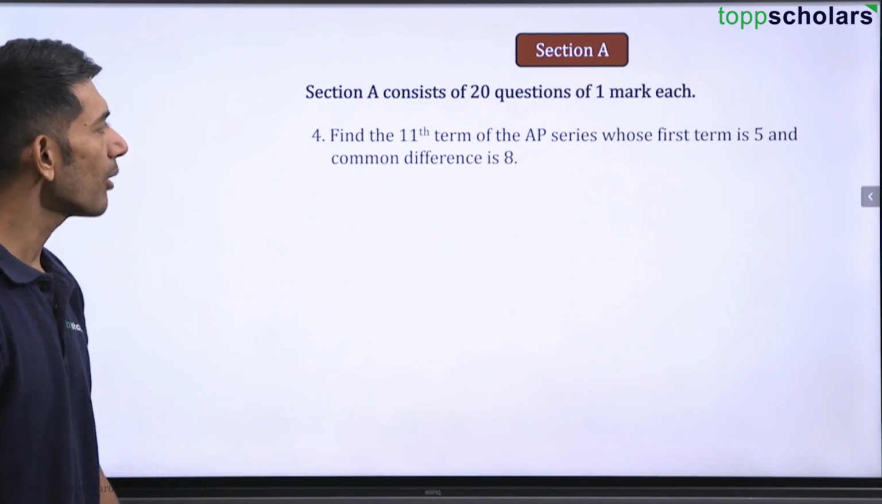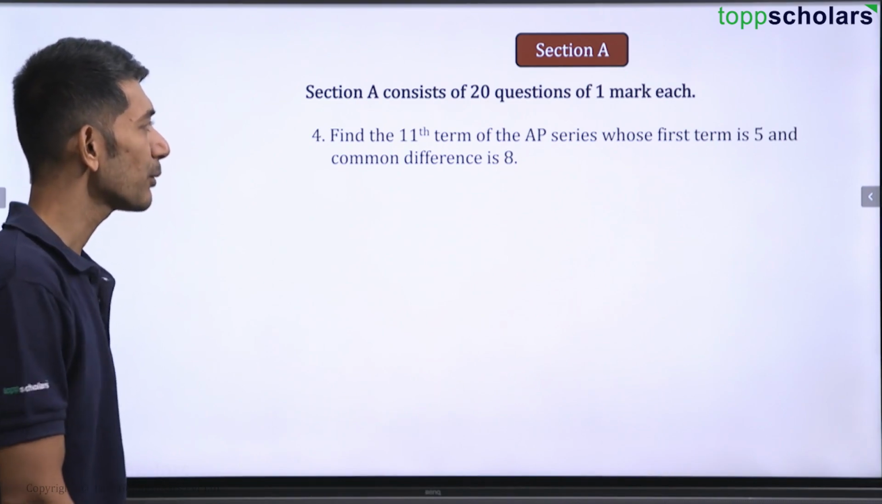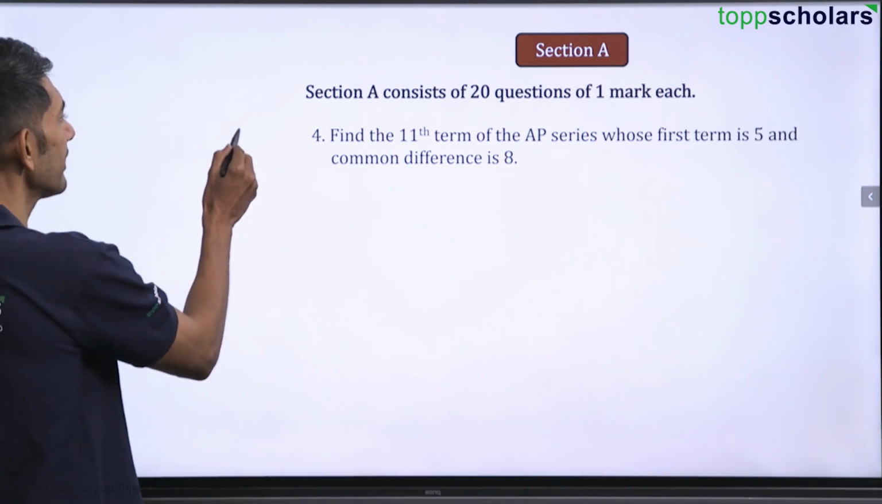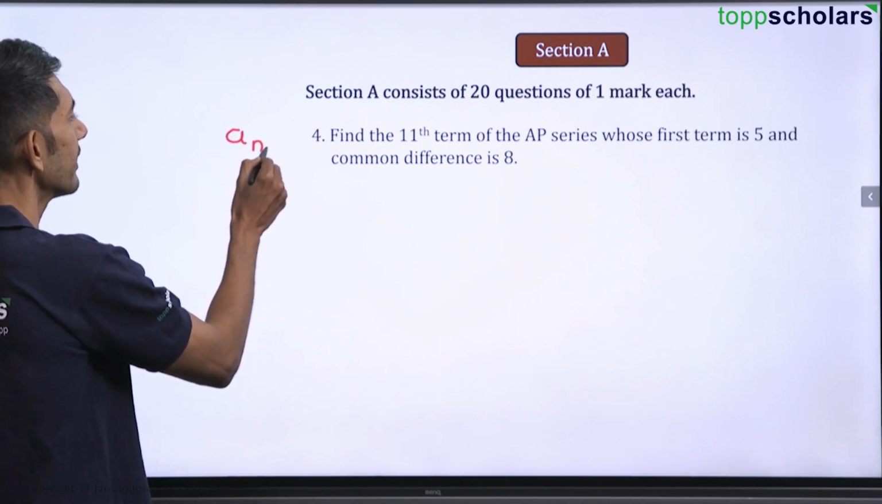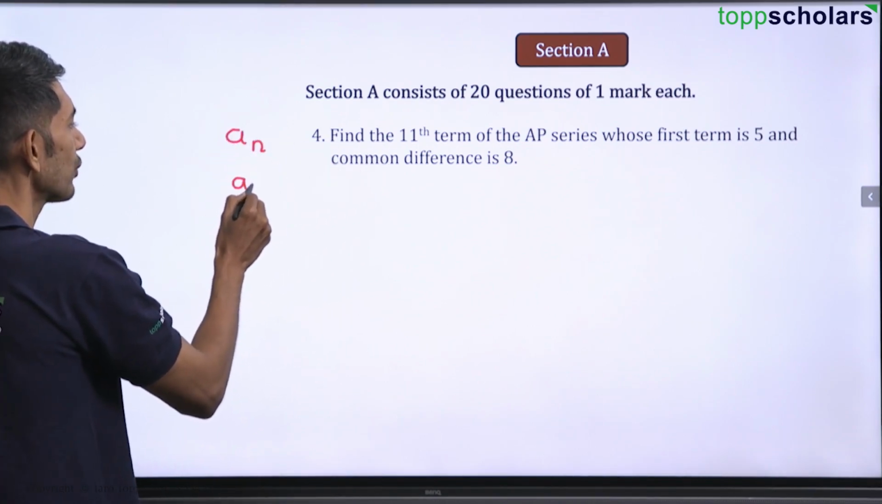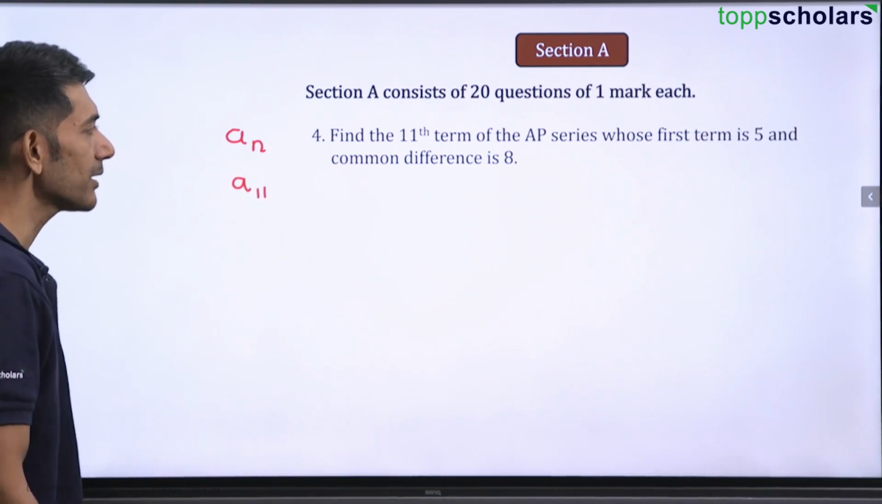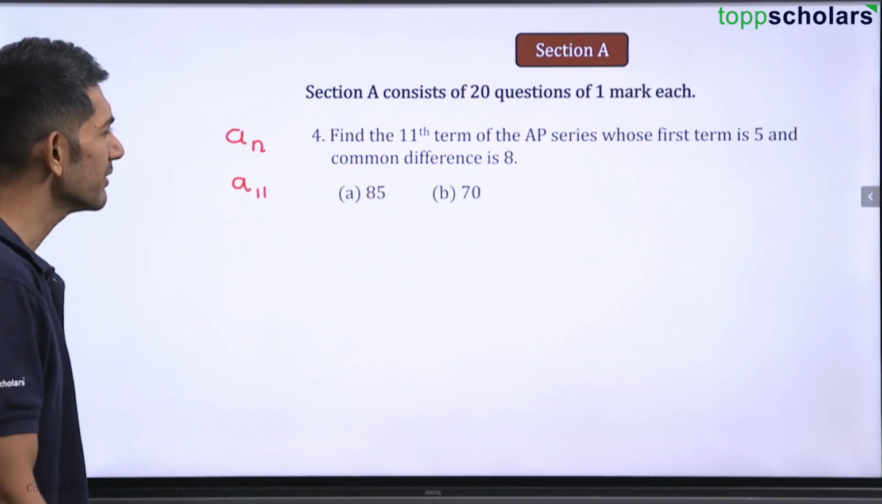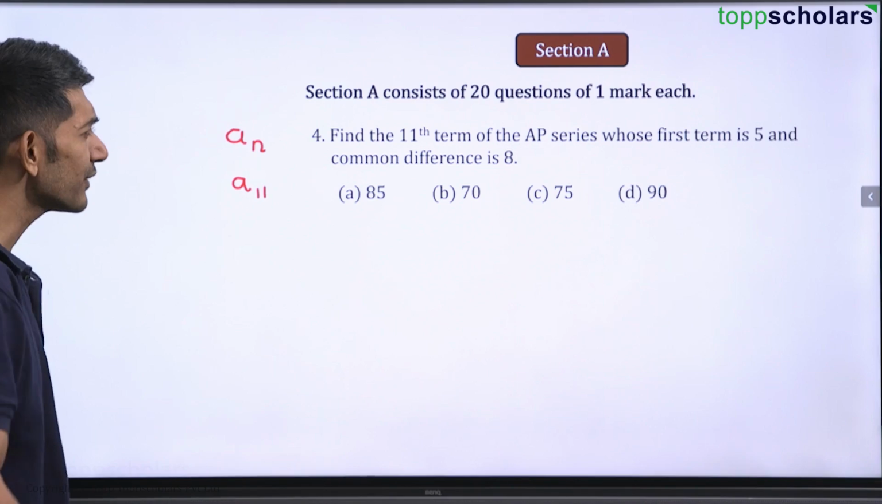term is 5 and the common difference is 8. We are supposed to find out the 11th term. That means here we are going to use the formula for AN. And what is N? N is 11. So we are supposed to use A11, right? Supposed to find out A11 basically. And that is very simple.